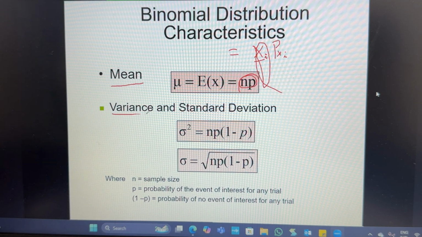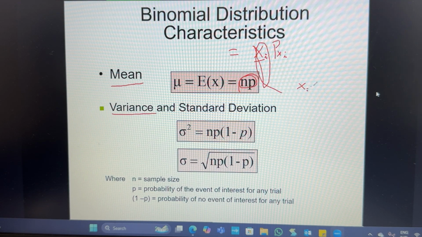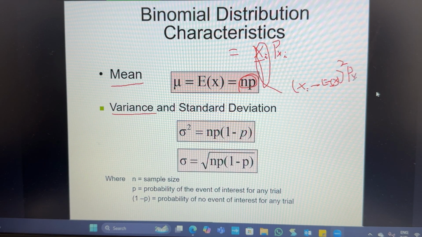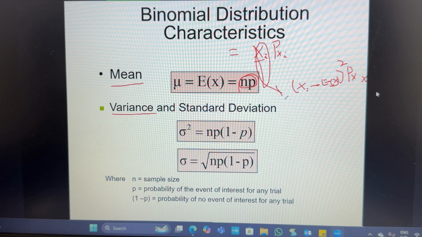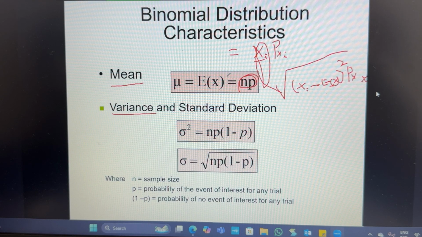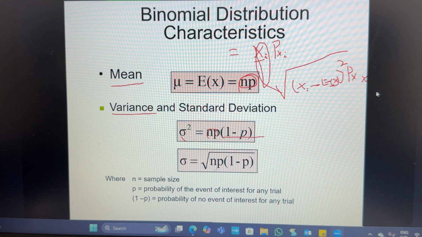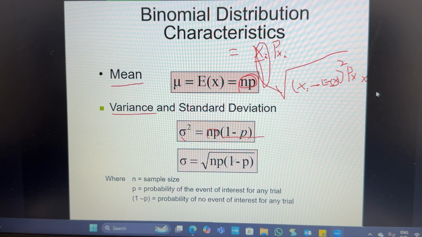Then how to find the variance and standard deviation? We know we find the variance by taking xi minus EX, squaring it, then multiplying by P(xi). Then taking the square root gives the standard deviation. But if your distribution is binomial, then simply the variance is n p multiplied by 1 minus p, and the standard deviation is the square root of n p (1 minus p).